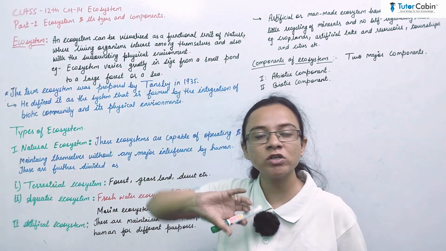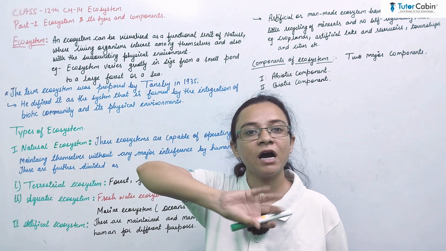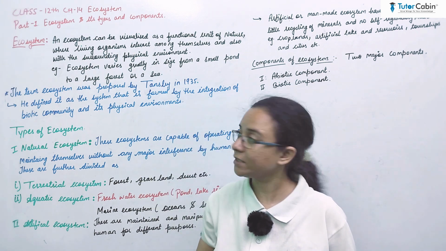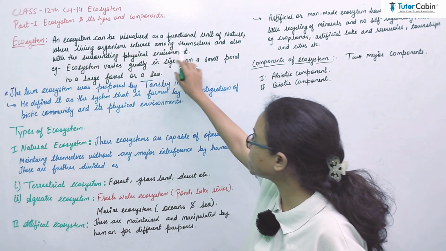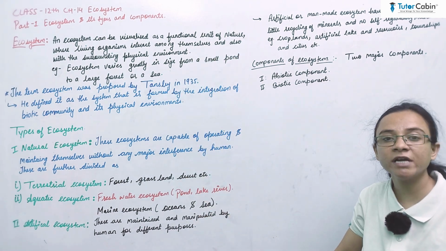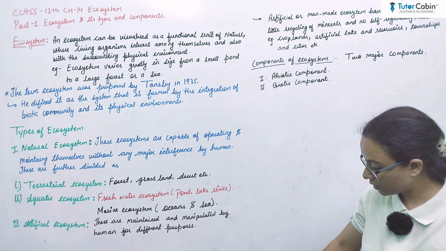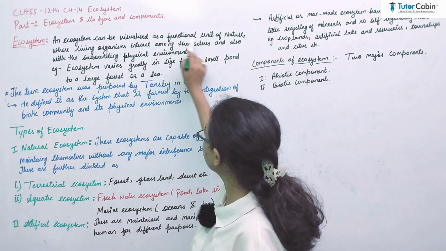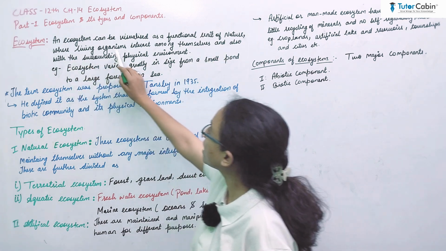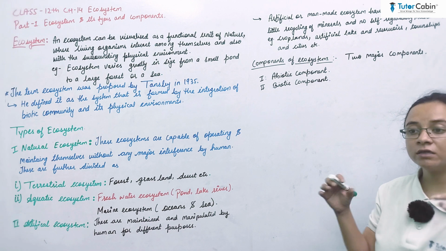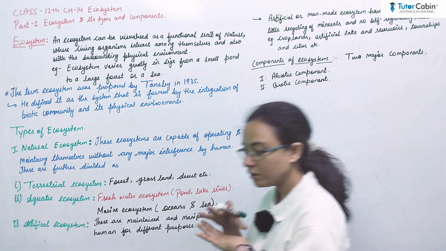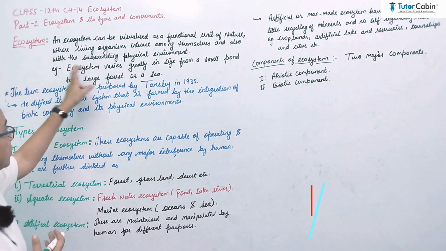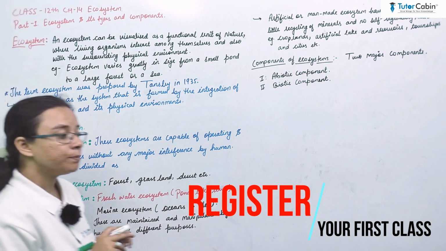What is the ecosystem? Biotic and abiotic factors interact among themselves as well as with each other and form a system. It is called an ecosystem. An ecosystem can be visualized as a functional unit of nature because it performs several functions, where living organisms interact among themselves and also with the surrounding physical environment.